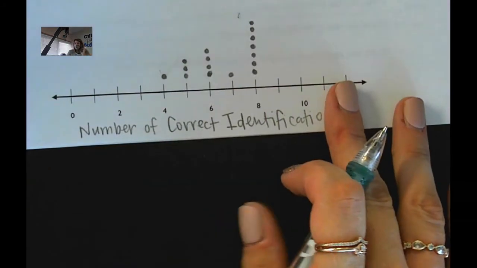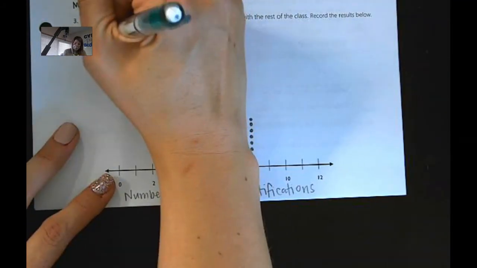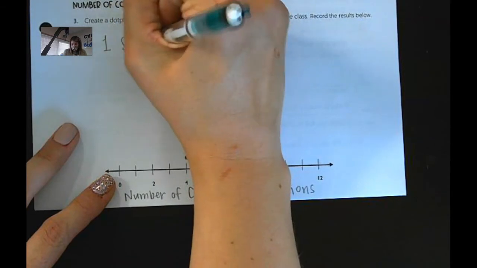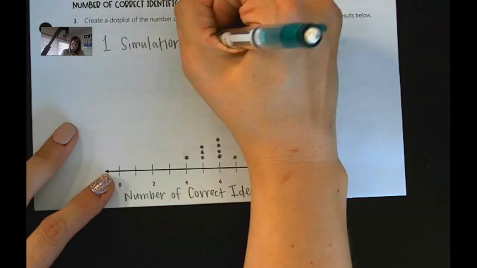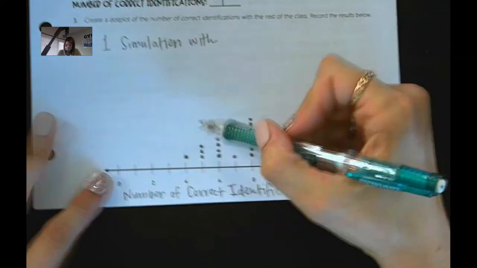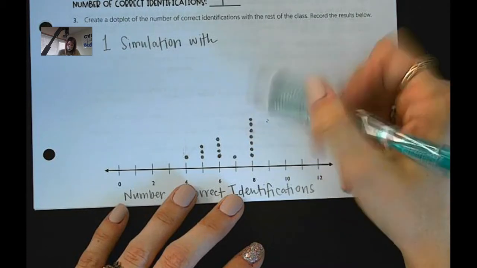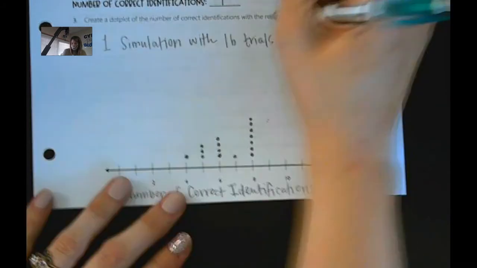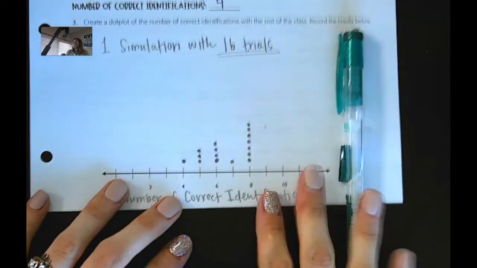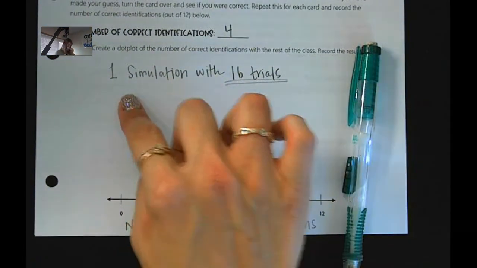Okay. So before we go on, I want to write down what we just did. So this is one simulation. This is not more than one. This is one simulation with, and then I'm going to count up our dots. I'm getting 16. With 16 trials. So this isn't 16 simulations, this is 16 trials, one simulation.